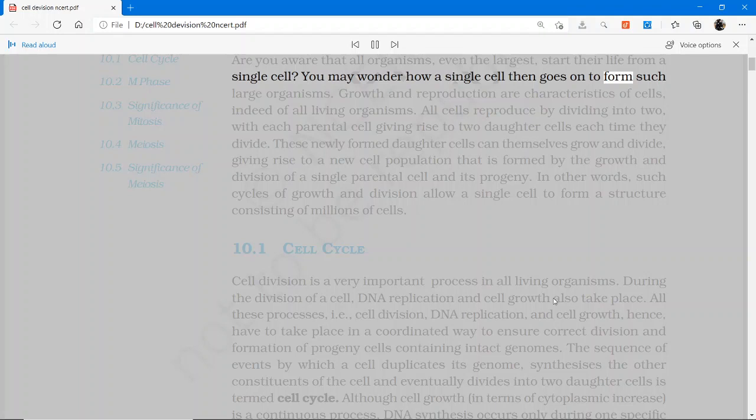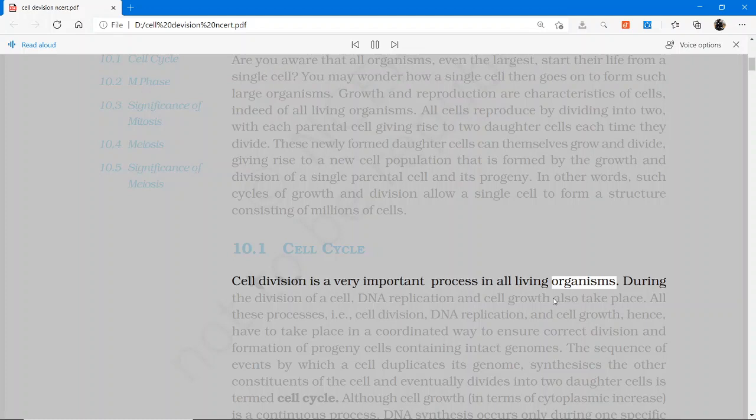10.1 Cell cycle. Cell division is a very important process in all living organisms. During the division of a cell, DNA replication and cell growth also take place. All these processes, i.e., cell division, DNA replication, and cell growth, hence, have to take place in a coordinated way to ensure correct division and formation of progeny cells containing intact genomes.